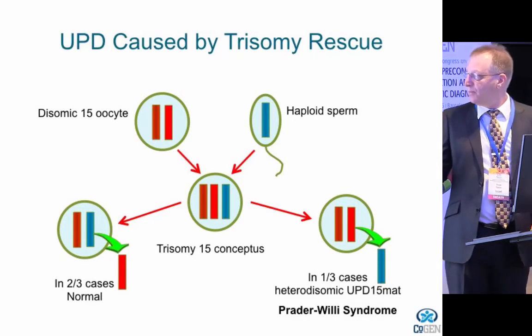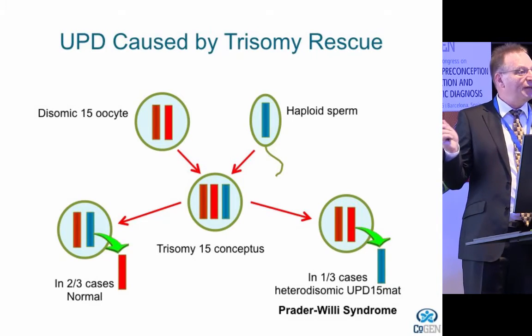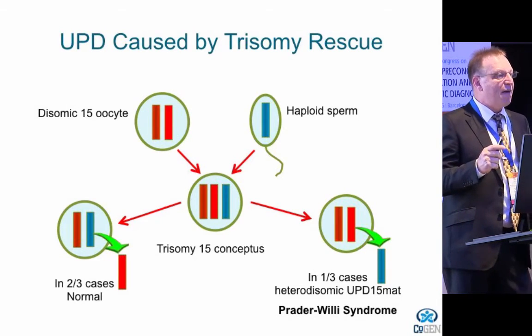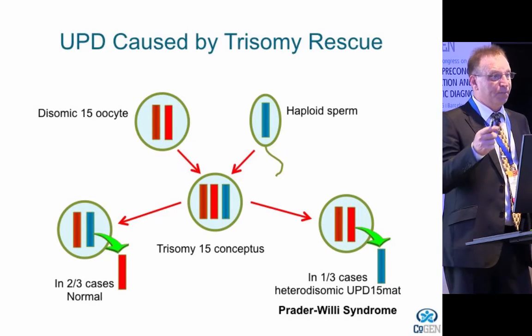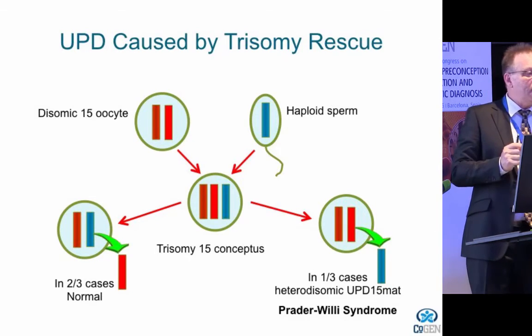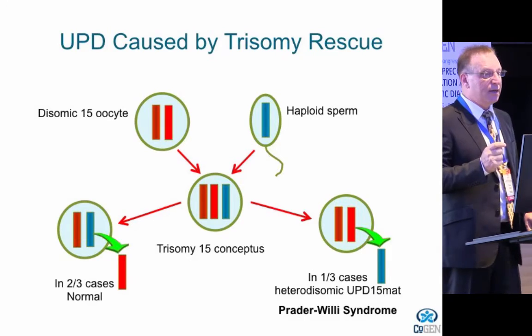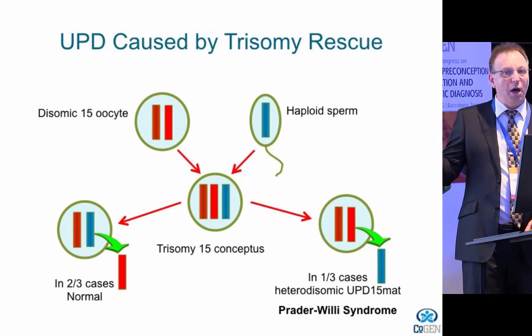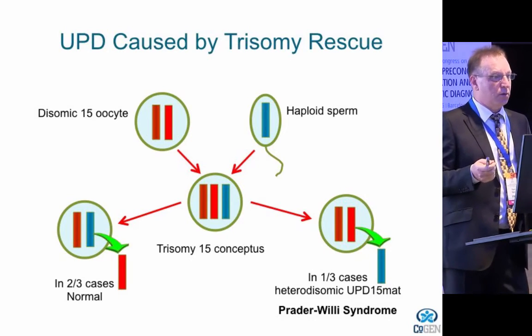In this case, we have uniparental disomy. That means both chromosome 15 have been inherited from the mother. Chromosome 15 contains many genes that are imprinted. And in this situation, the condition that will occur is Prader-Willi syndrome.